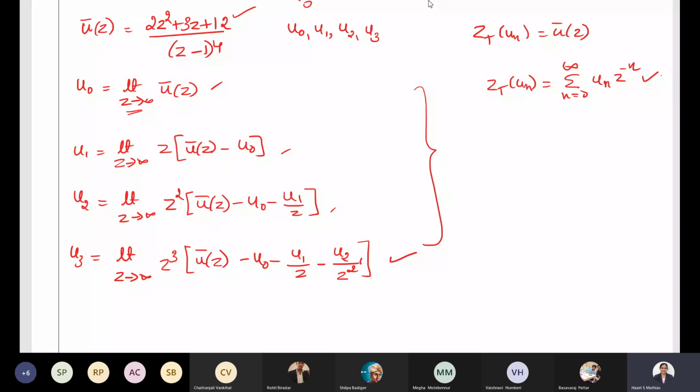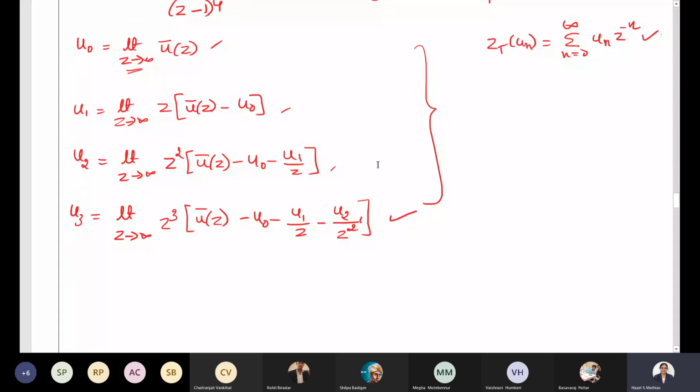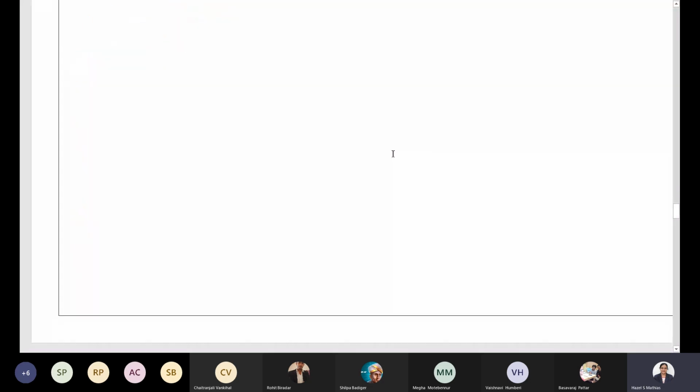Practice everyone. I would like to recall all the formulas whatever we have discussed in Z transforms once again, because tomorrow we will be requiring all these things. So we have Z transform of k power n, which is very important, which we use most of the time. Z transform of k power n is z divided by z minus k. Then we have Z transform of 1, which is z divided by z minus 1. Then we have Z transform of n, which is z by z minus 1 whole square.